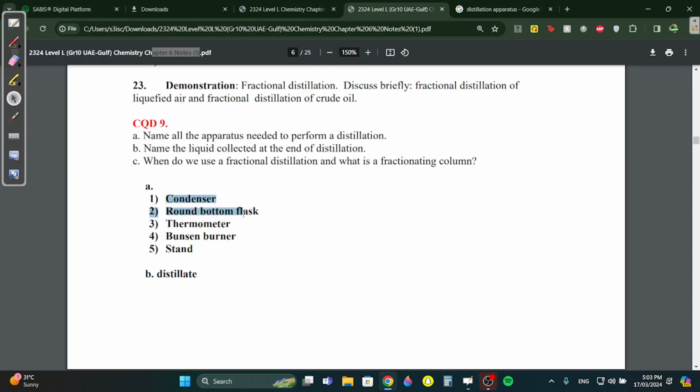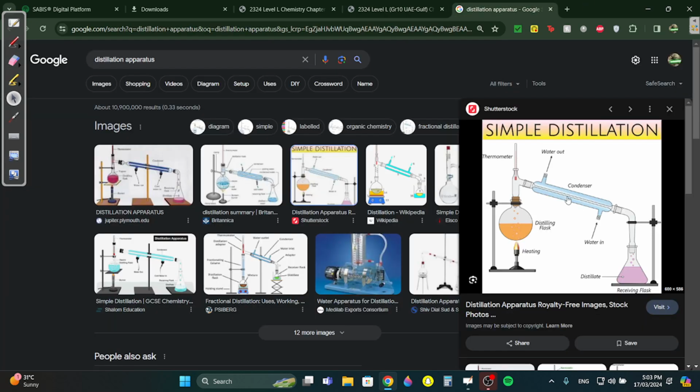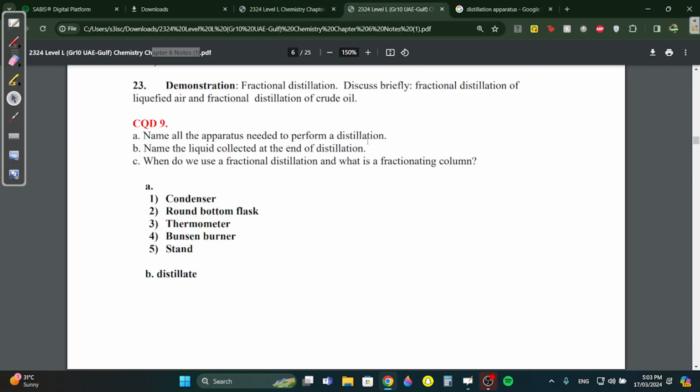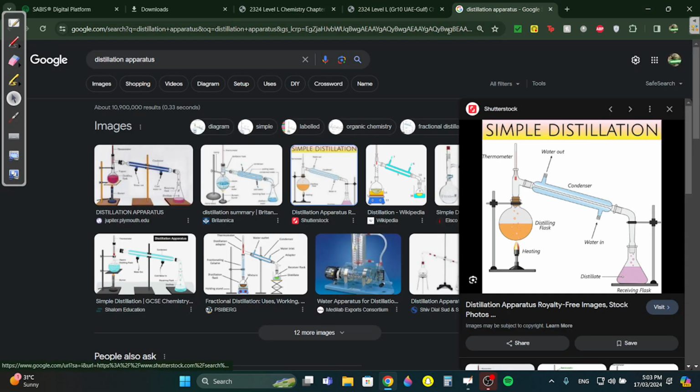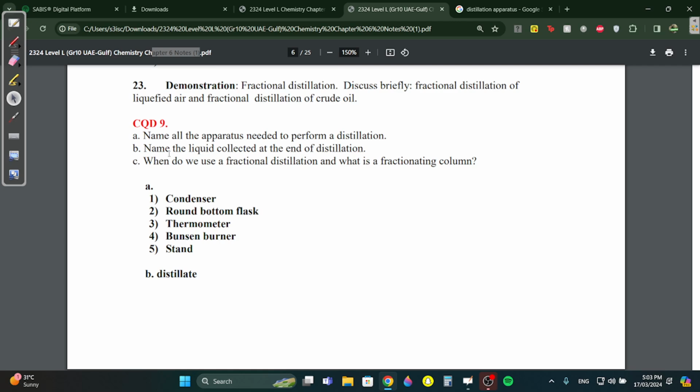Yeah, the condenser, the round bottom flask, the thermometer, the Bunsen burner, and the stand. They didn't say collecting flask. Okay, no need for the collecting flask. But the condenser, the round bottom flask, the heater, the thermometer, and the stand. Don't know why they said no need for it. I think because they said round bottom flask, they called both of these round bottom. I don't know. Anyway, what's the liquid collected? It's distillate. Everybody knows this.